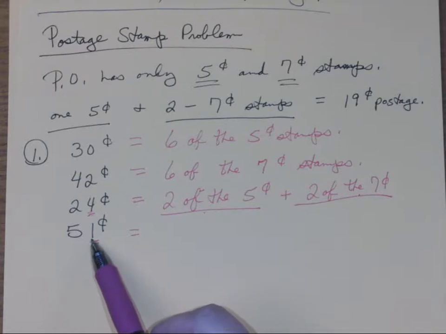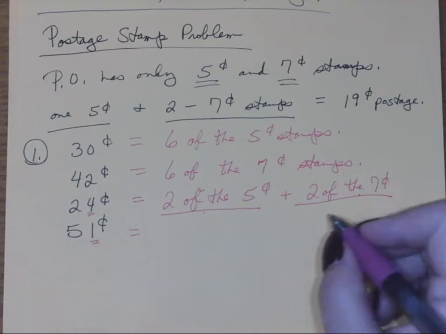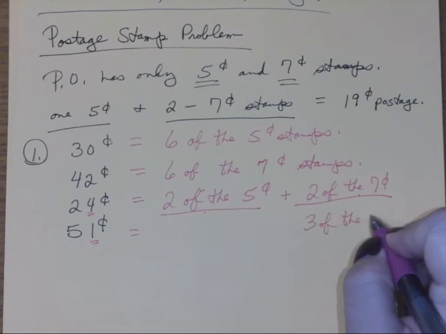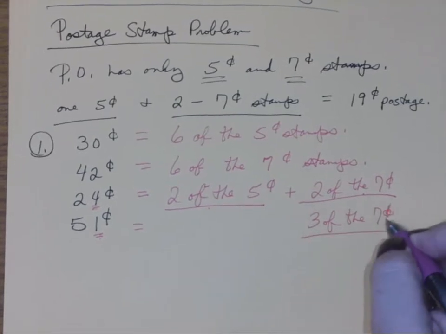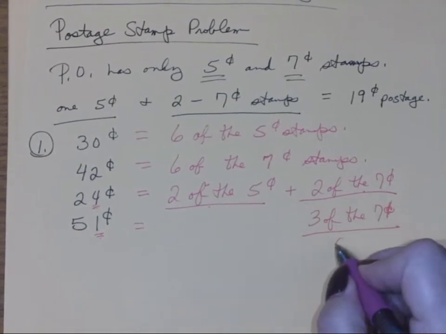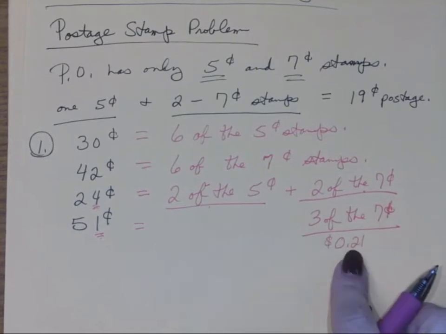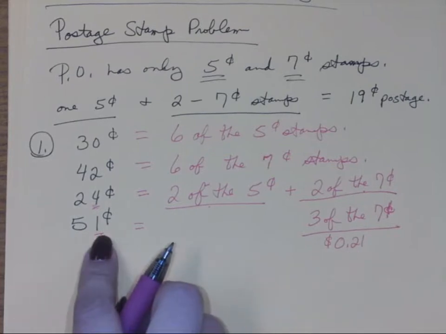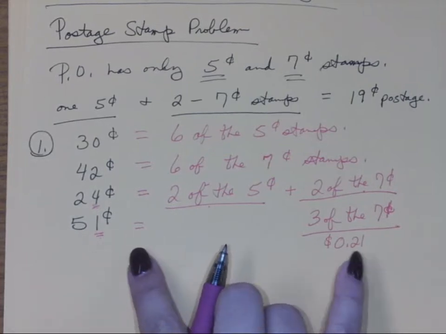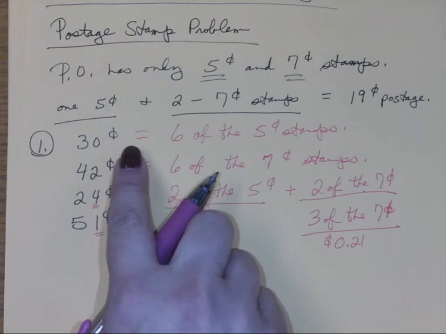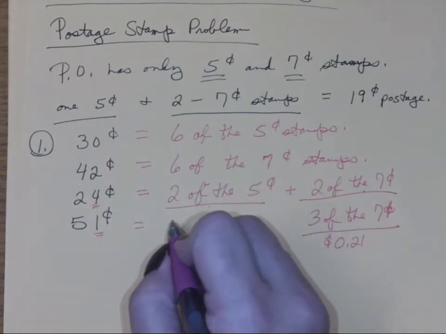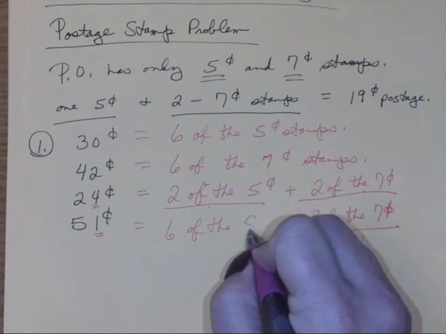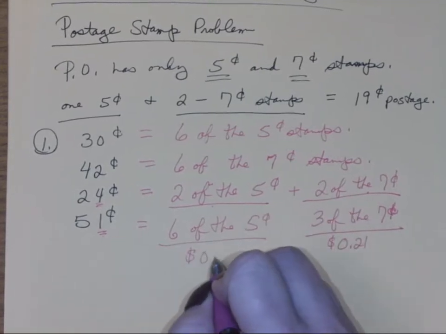So if I think to myself, 3 times 7 gives me 21, or what do I know that'll give me a 1 at the back? Well, I know 3 times 7. So I think 3 of the 7 cents, that's 21 cents, right? 21 cents. But what can I do with the 5s to make that come up to 51? Well, I've got 21 if I do this with my 7s. Oh, wait a minute, we already know 30 more. I can do that with 6 of the 5-cent stamps, right? Because that's 30 cents.